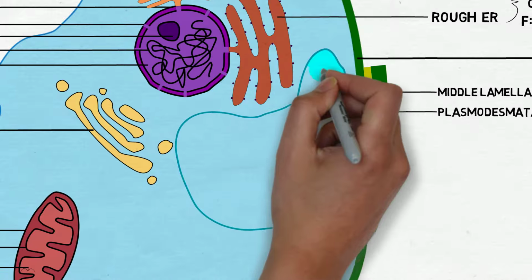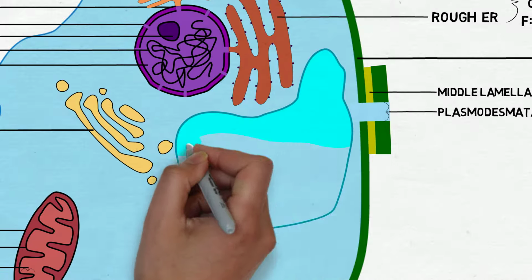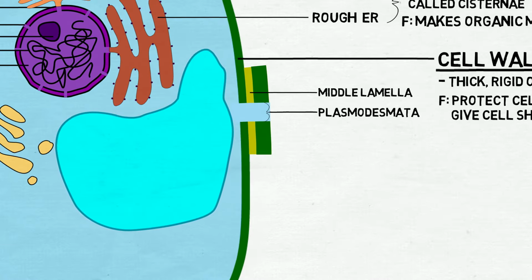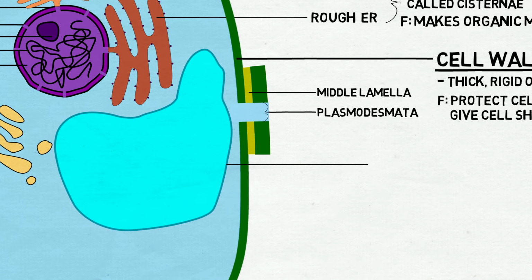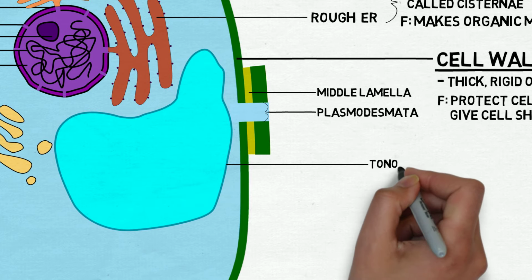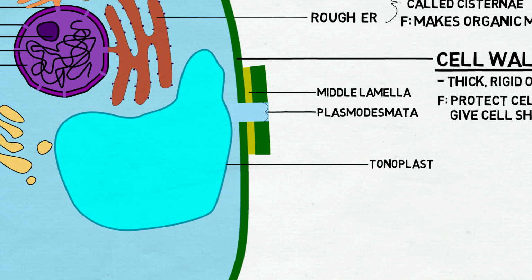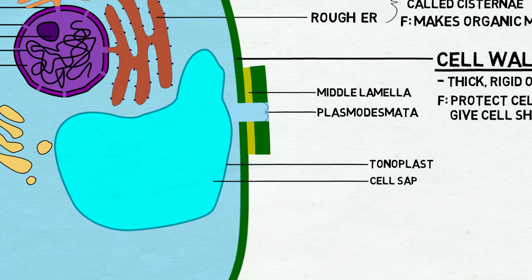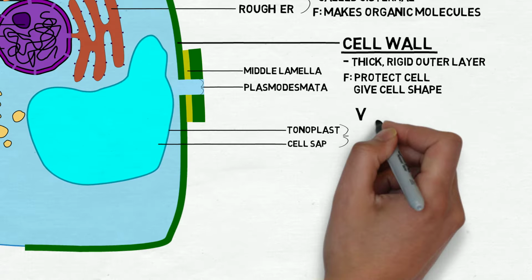Vacuoles are most prominent in plant cells, however they are also present in animal cells but are much smaller and mostly associated with plant cells. The vacuoles of plant cells are large, fluid-filled sacs surrounded by a membrane called the tonoplast. The fluid inside of the vacuole is called cell sap and consists mainly of water and other organic compounds.